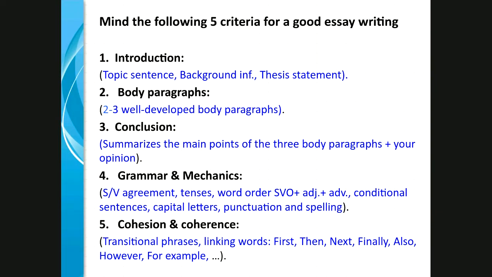Okay. Number 3, your conclusion. You just summarize the main points of the 3 body paragraphs and add your own opinion, as we have mentioned or seen in our conclusion. Don't forget to pay attention, and this comes at the end, your revision or editing step, the grammar and mechanics.